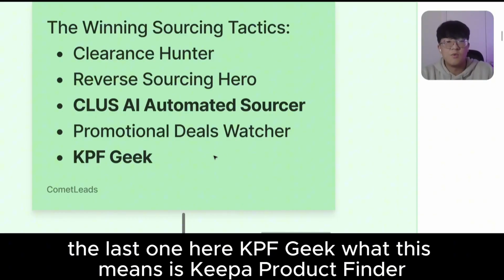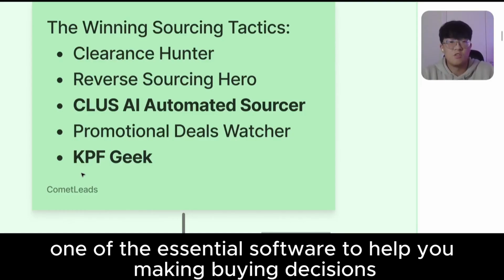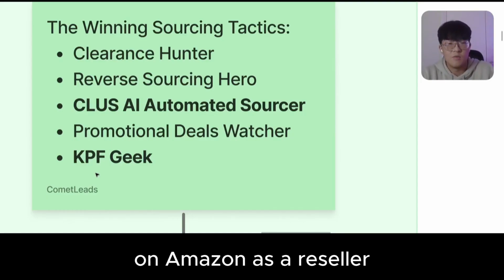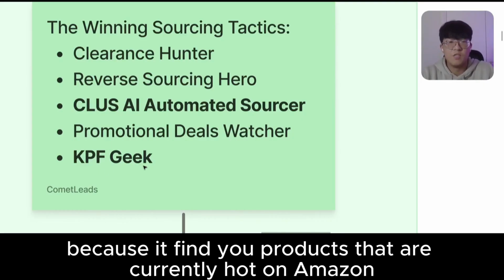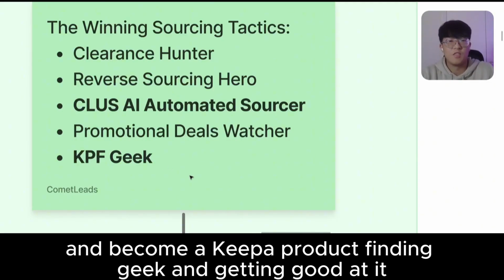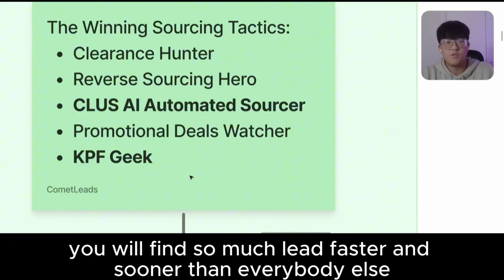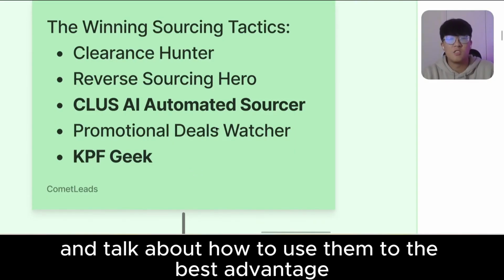The last one here, KPI Geek. What this means is Keepa Product Finder. The Keepa we talked about earlier, one of the essential software to help you making buying decisions on Amazon as a reseller. It's also known as the Keepa Product Finder because it finds you products that are currently hot on Amazon. If you know how to use this properly and become a Keepa product finding geek and getting good at it, you will find so much lead faster and sooner than anybody else. Let's deep dive into these highlighted sections and talk about how to use them to best advantage.